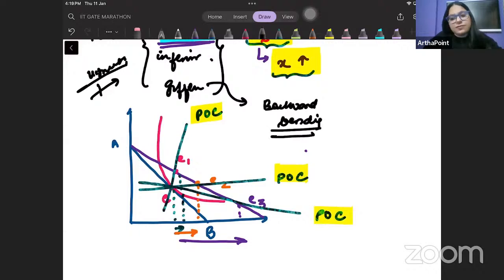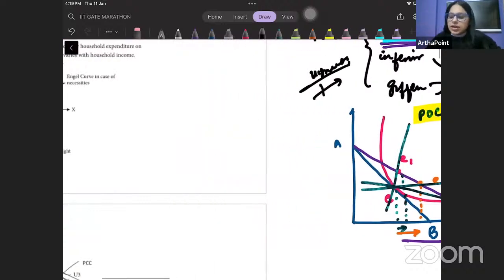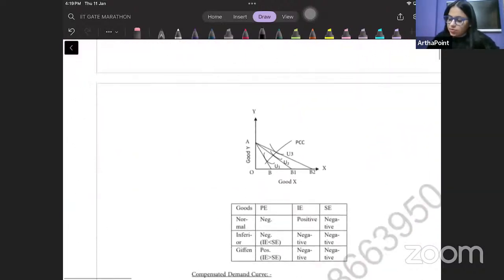Right? And inferior good, so they also obey the law of demand. So when price of this good will decrease, its demand should increase. We don't have any issue there. But only here, for given goods, it will be backward bending. That is another thing that you have to remember. ये चीज भी याद रखनी जरूरी है. So that is it that I have here.